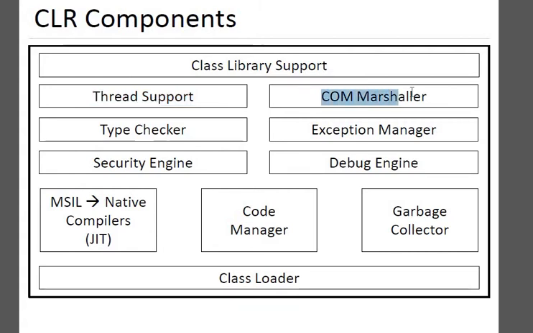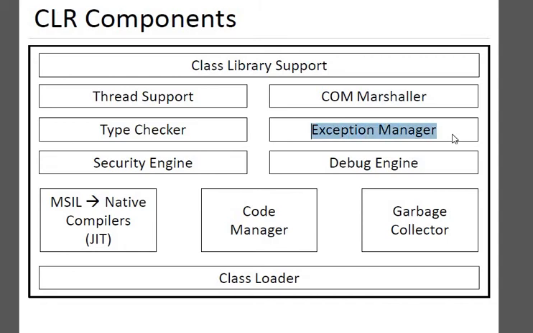Now, then after, the next block is the COM Marshal. Communication with COM, which means component object model, in the .NET application is provided using the COM Marshal. This provides the COM interoperability support. Then after, the type checker. Type safety is provided by the type checker by using the common type system, CTS, and the common language specification, CLS, that are provided in the CLR to verify the types that are used and defined in an application.